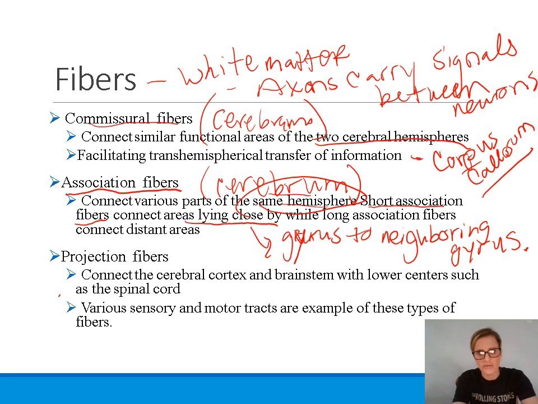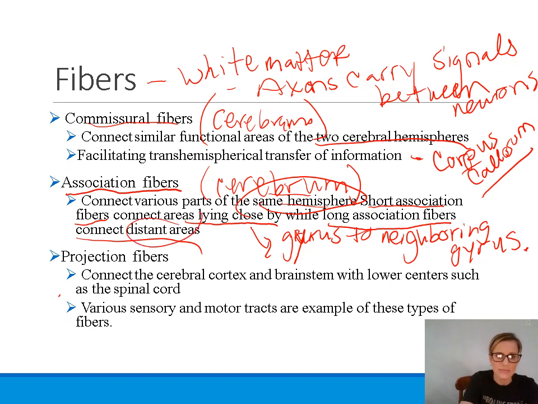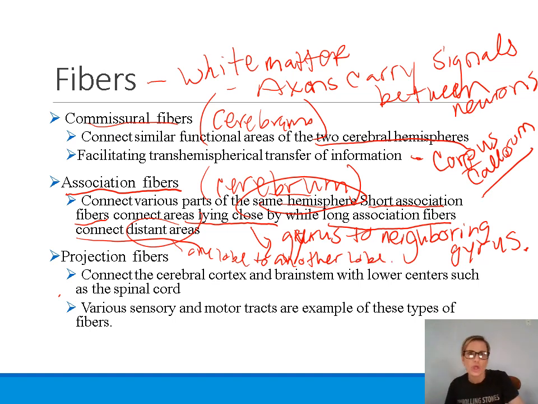Long association fibers connect distant areas within the same hemisphere. So an example of that is from one lobe in the hemisphere to another lobe. Okay, so from the frontal lobe to the parietal lobe, from the parietal lobe to the occipital lobe of the same hemisphere. Those would be long association fibers.